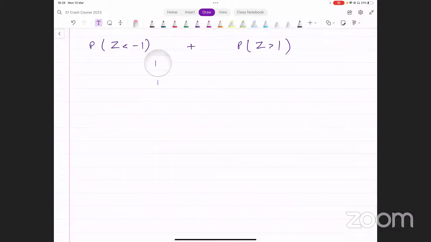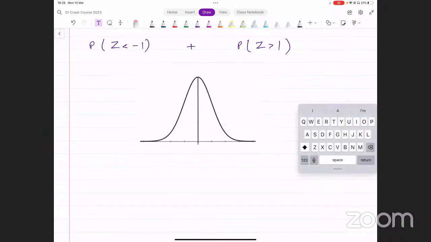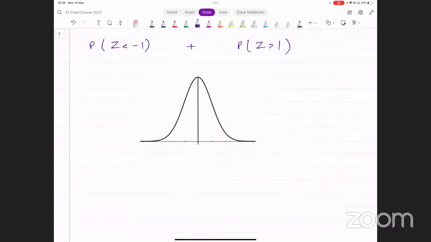Now we need to find this probability. How do we do this? We have this normal distribution curve. What probabilities are we looking for? We are looking for the probability of Z being less than -1. So if this value is -1 and this value is +1, what we're looking for is the area to the left of this value plus the area to the right of this value. These are two areas that we're looking for.